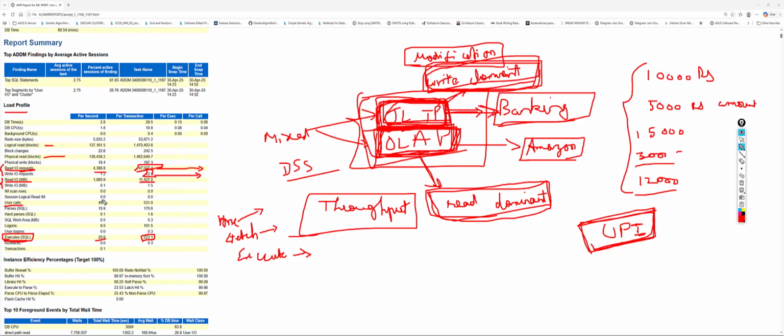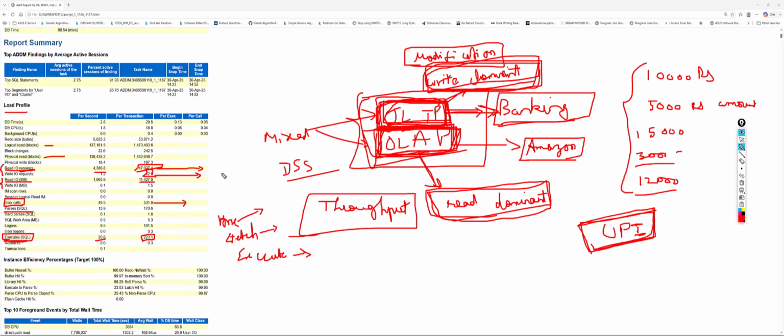You can also check the number of user calls and the parses. Generally in an OLTP system there will be a lot of user calls, comparatively to an OLAP system. So this is kind of a mixed workload. Here we cannot conclude that this is an OLTP or OLAP.